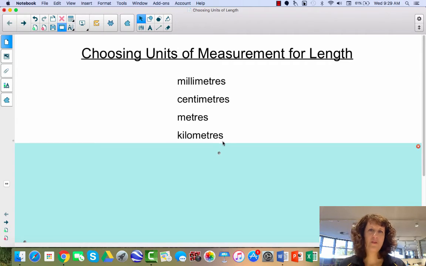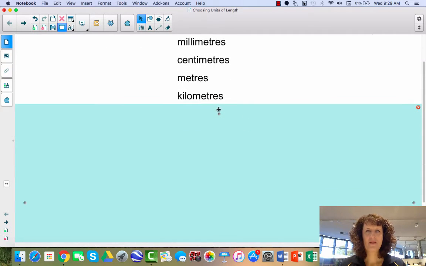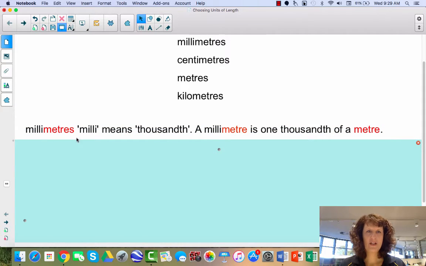And hopefully you've noticed what they all have in common, because it's not very hard to figure out. They all have that word metres in them because they're all related to metres. So let's have a look at the language. Millimetres, if you break it up, milli means thousandth. So a millimetre is 1,000th of a metre. And I'll put that metres in red so that it stands out a little bit for you. So there's a relationship between millimetres and metres, and the language helps you remember. So 1,000th of a metre.